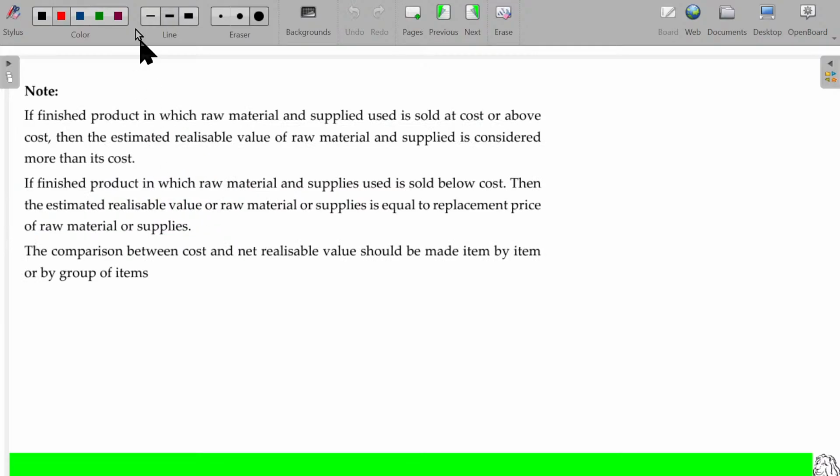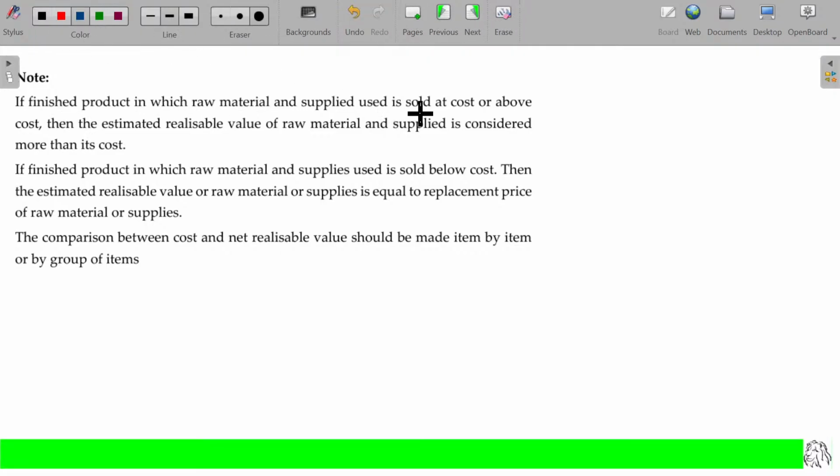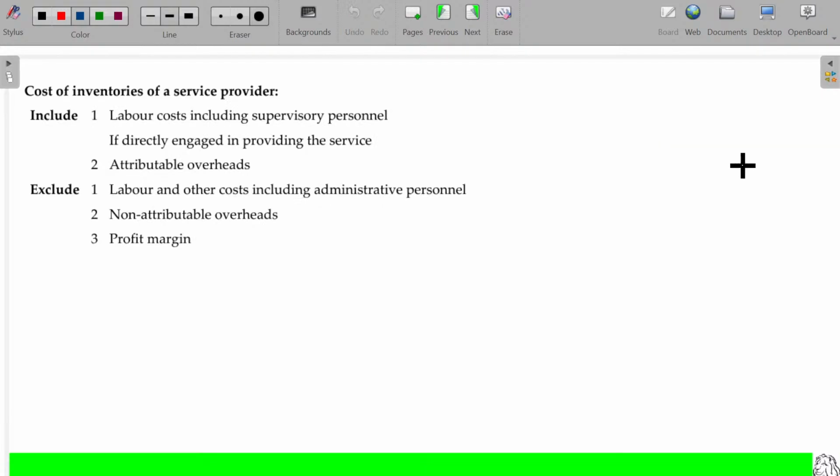Now, this one also we have studied. If the finished product in which the raw material supplied is used is sold at cost or above cost, then raw material will not be adjusted. That's the logic. Let's see here.